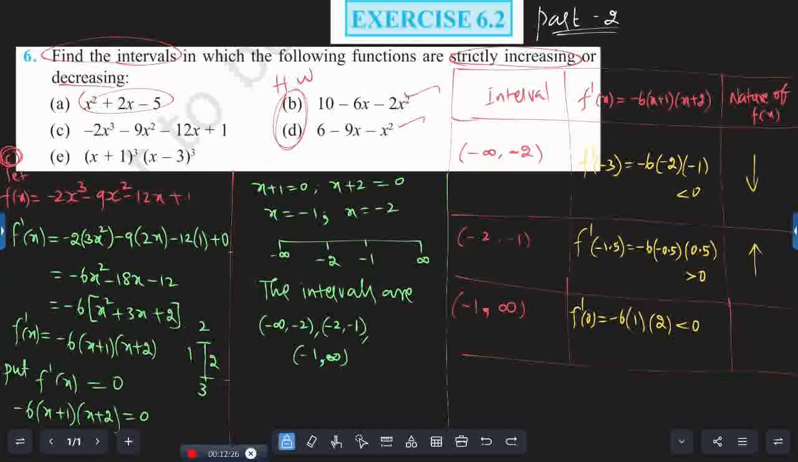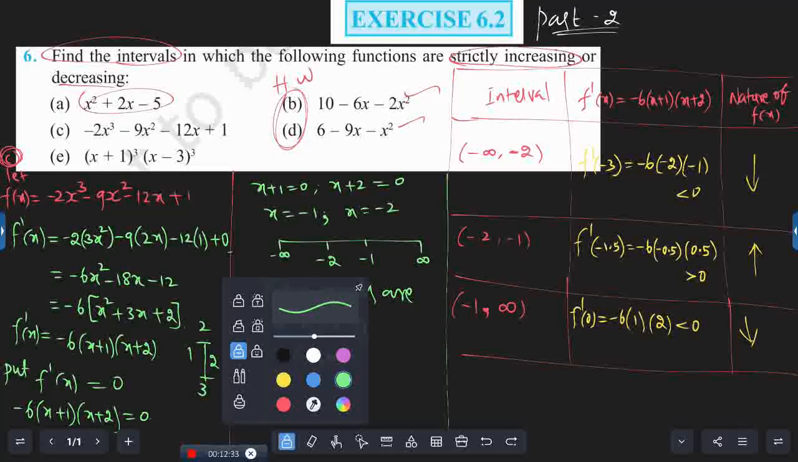So that is less than 0, which means decreasing. So for decreasing we have two cases, and one is increasing. That's it. So that finishing answer we will write.